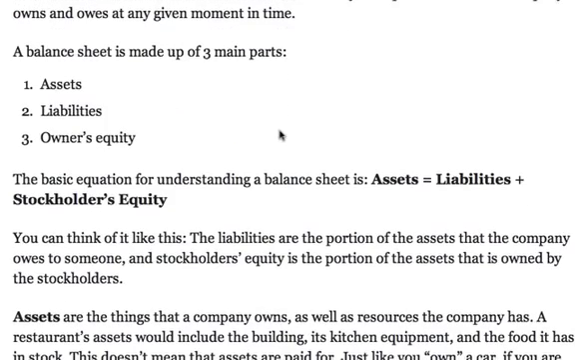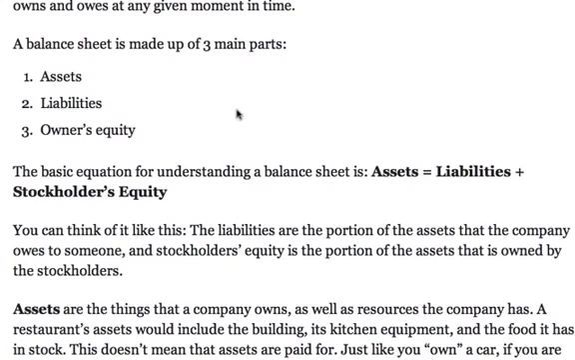A balance sheet is made up of three parts. The first part is assets, the second part is liabilities, and the third part is owner's equity. The basic equation for understanding a balance sheet is that assets will always equal the liabilities plus stockholders' equity. And I did put this down wrong.